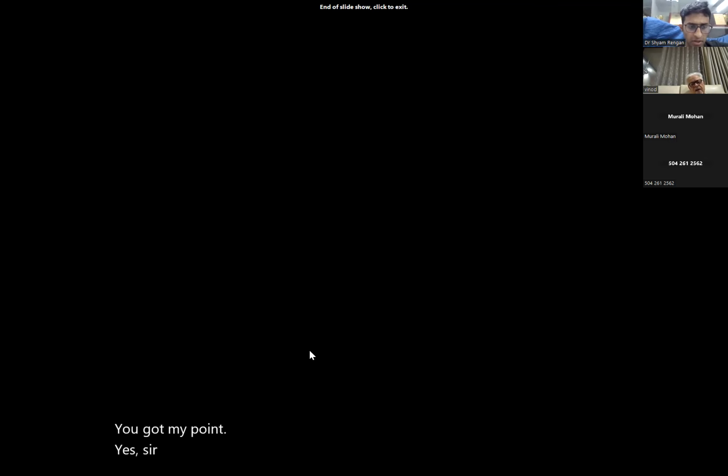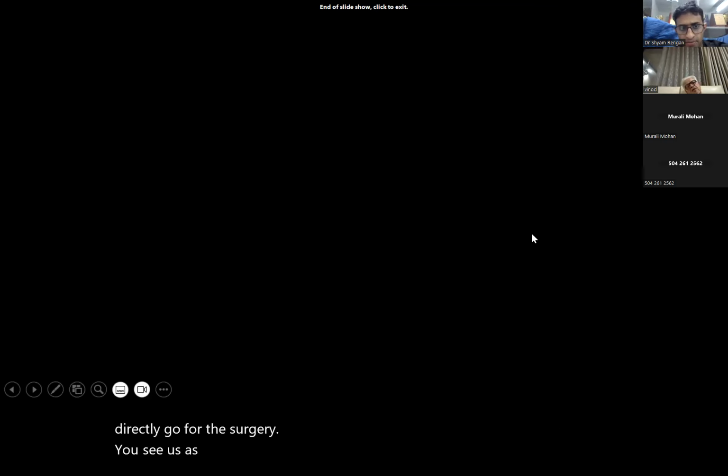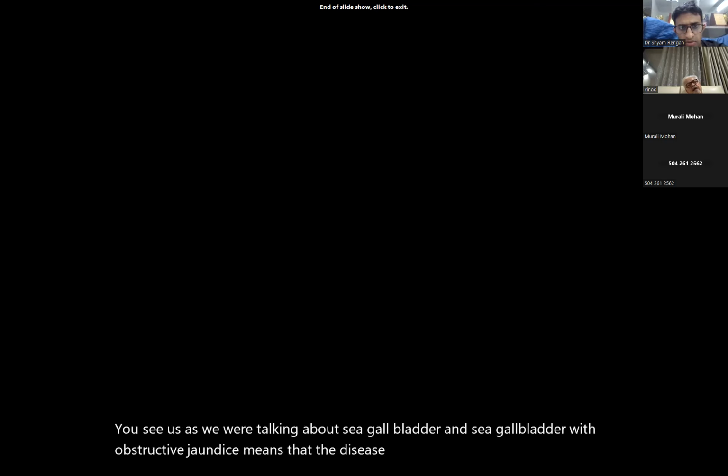Okay. Anything else? Sir, one last thing. In any CA gallbladder with obstructive jaundice, even if it is a resectable tumor, if the patient is having severe obstructive jaundice, should we drain it and then do the necessary step, or can you directly go for the surgery, sir? You see, as we were talking about CA gallbladder, CA gallbladder with obstructive jaundice means that the disease will be an advanced disease. Why?